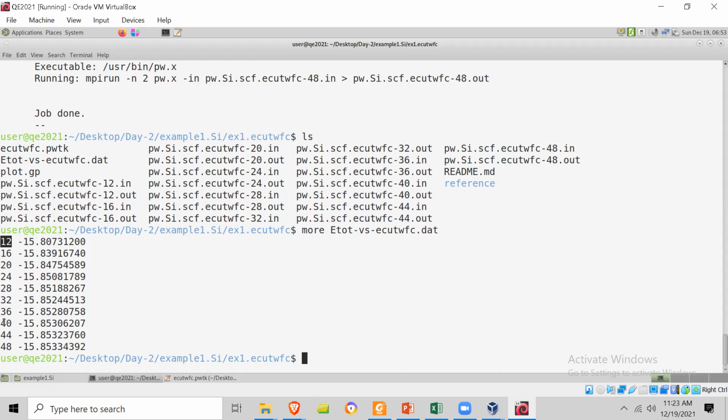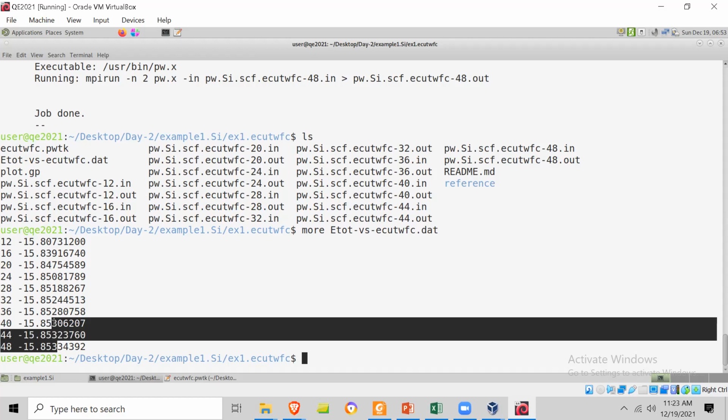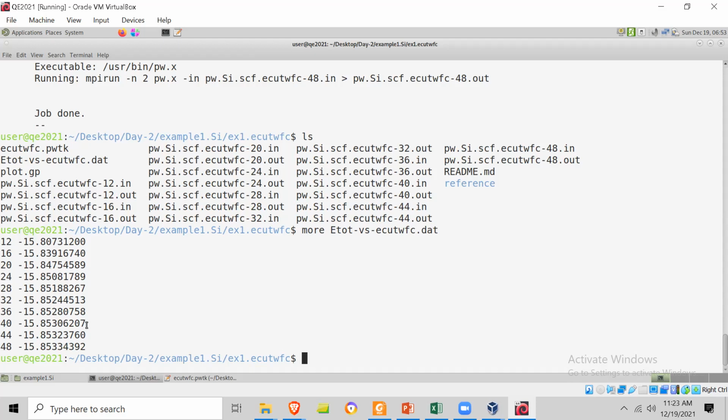So you can see that it converges to the second decimal point fairly quickly, in the 30s. But at 36, at least 40, it converges to the third decimal point, in Rydbergs. So in Rydbergs, it comes to the third decimal point in the 40s. So you can use this particular value. 40 is good enough, right? Because beyond that, the third decimal point is 333, okay? All right, any questions?